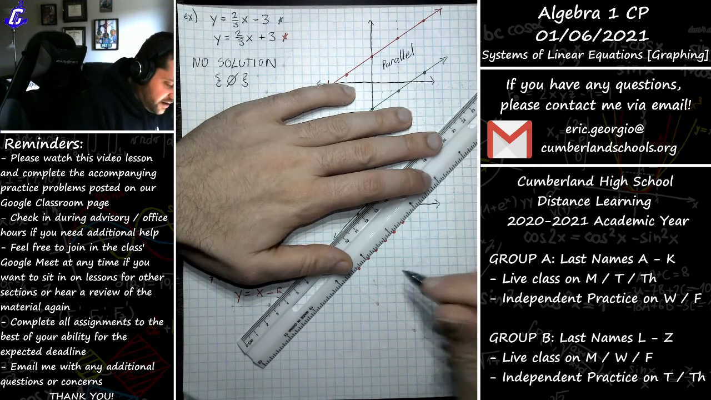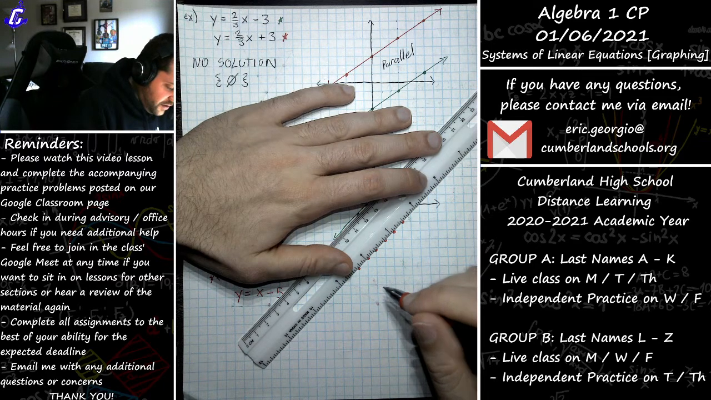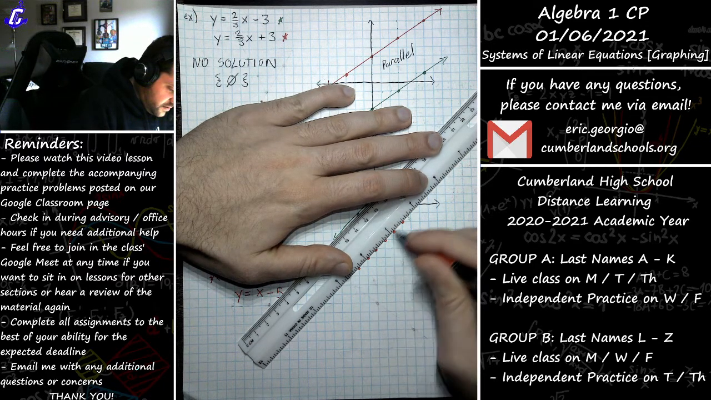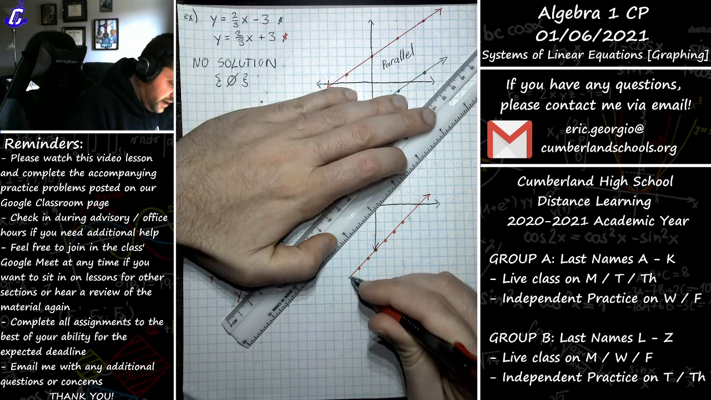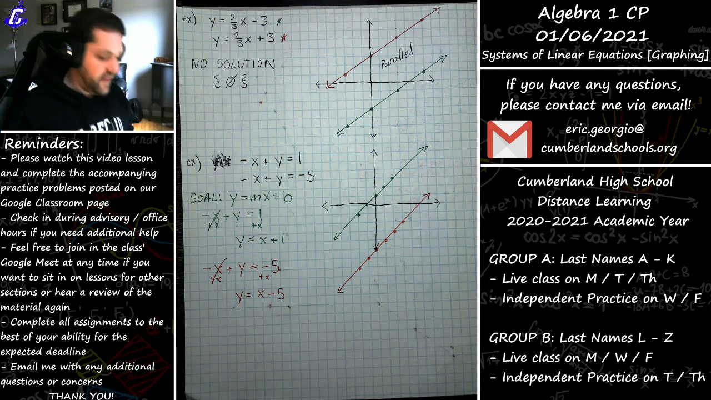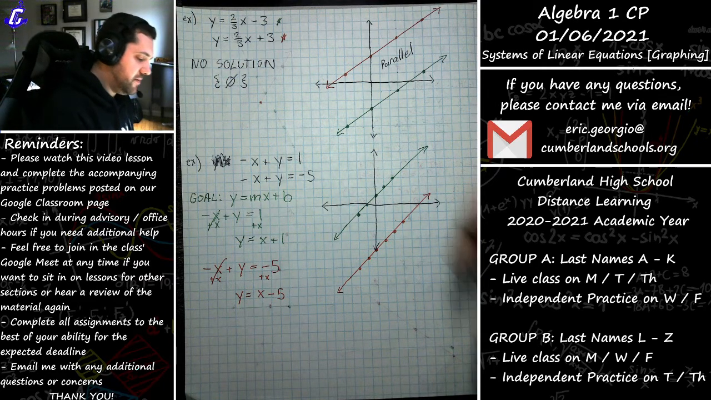And once again, you will see that this has no solution. Pressure's on. There we go. Much better. Lines are parallel. They don't intersect. No solution.